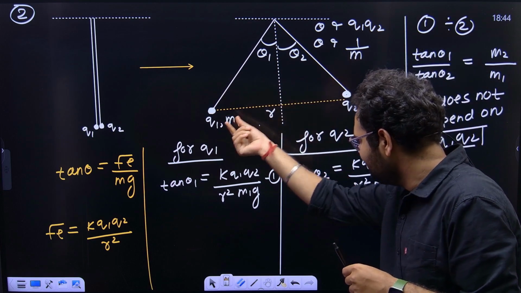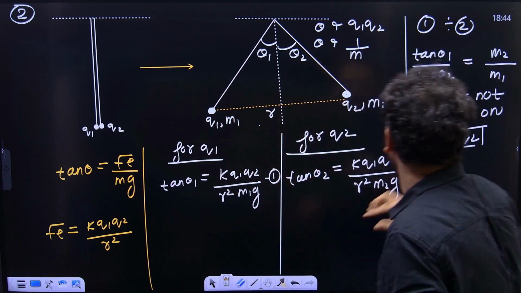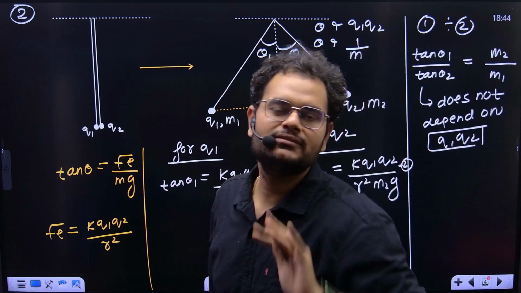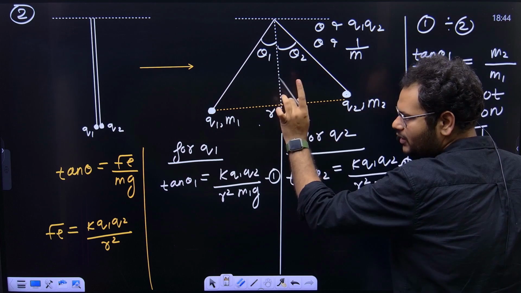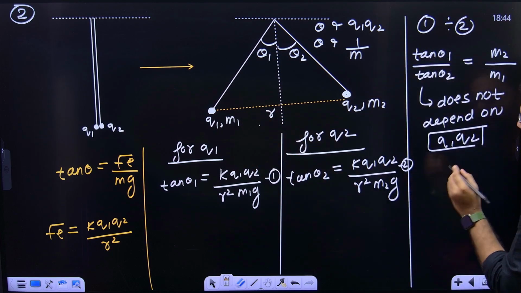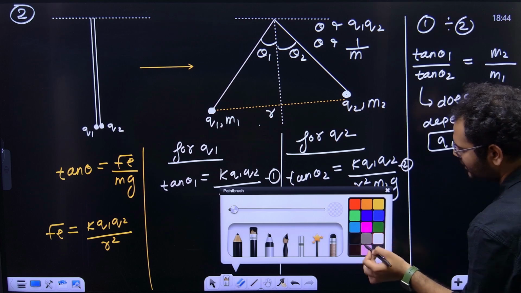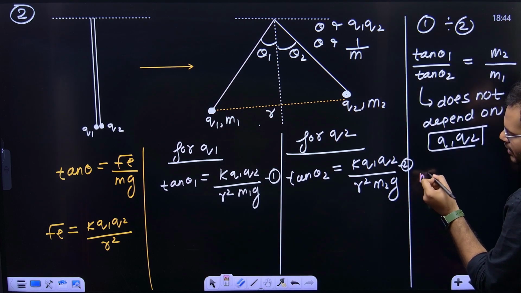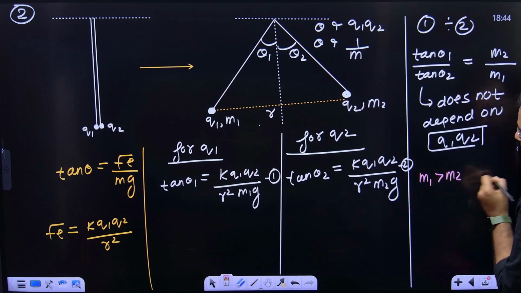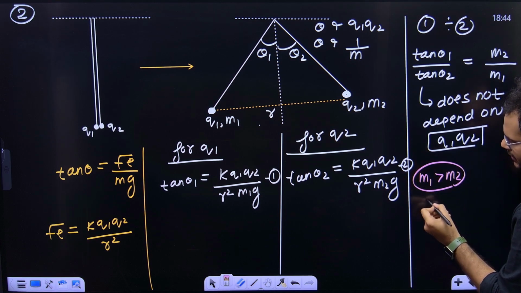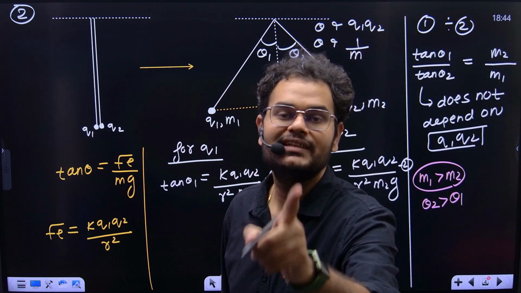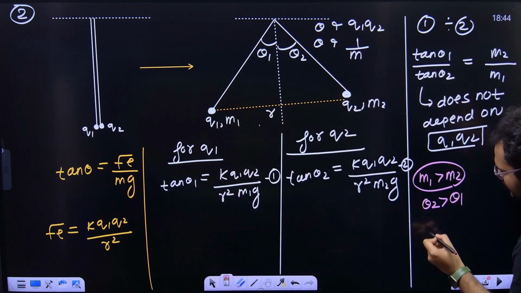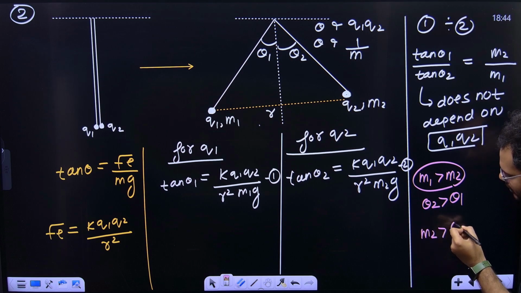But which angle will be greater? If there is a competition between Q1 and Q2, whose angle will be greater? That will only depend on what? Mass. So theta 1 will be greater, inversely proportional to mass. So theta 1 will be greater when m1 is less. Let me write with a color marker. If m1 is greater than m2, then theta 2 is greater than theta 1. More mass, less angle. Then sir, if m2 greater than m1, theta 1 greater than theta 2.